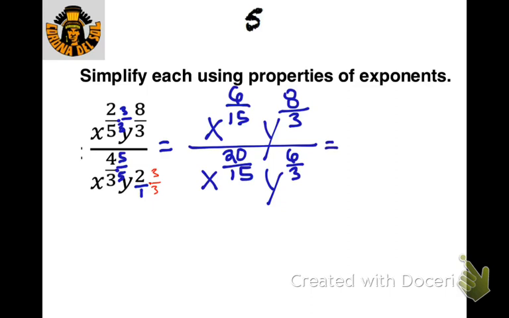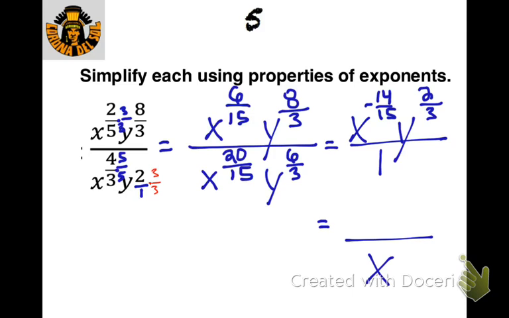All right, so now let's subtract the powers. That's the property here, when they're right above each other. So it's going to be x, and 6 minus 20, that's minus 14 over 15. And then the y's, that would be 8 minus 6, so that's 2/3. And then we want to get rid of negative exponents, so we'll flip this guy. He'll be more happy on the bottom. Make him a positive exponent. And then we'll leave that y to the 2/3 on top.